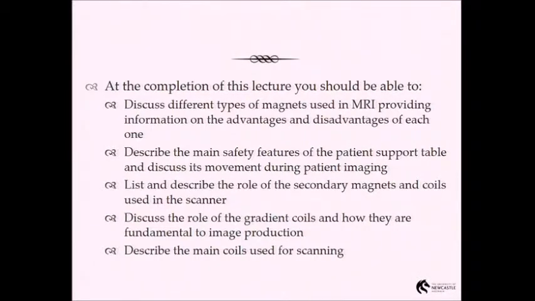We'll talk a little bit about these secondary magnets and coils, so the gradient coils and the surface coils that you use for particular body parts. We'll talk a little bit about the role of gradient coils and how they allow us to do spatial localization of signals within the body. And we'll describe a little bit about some of the other coils like shim coils.